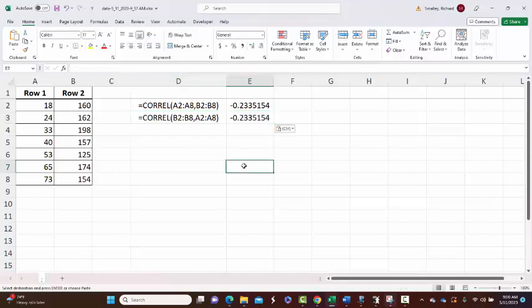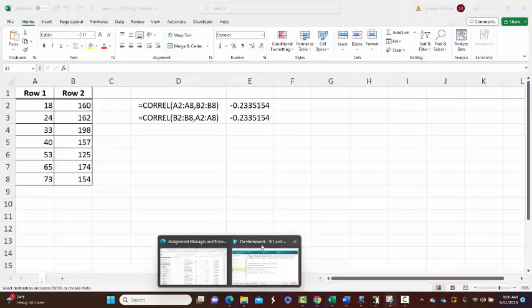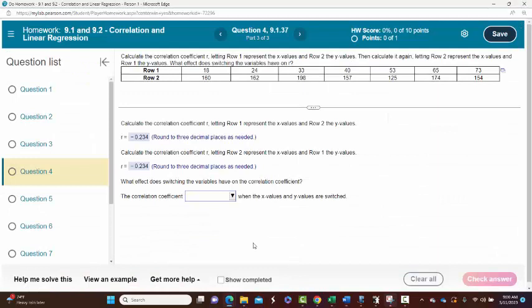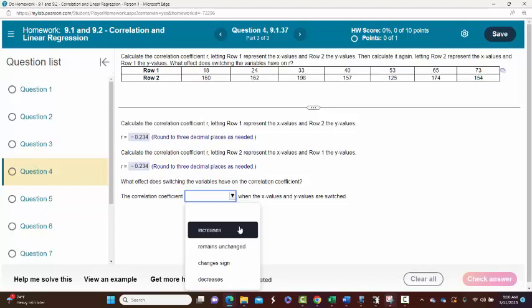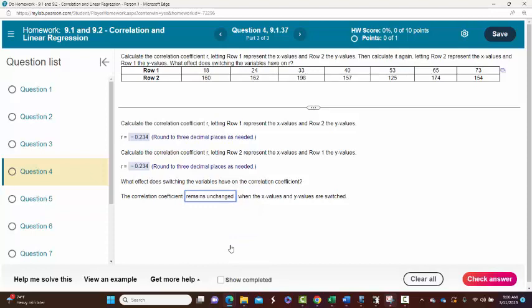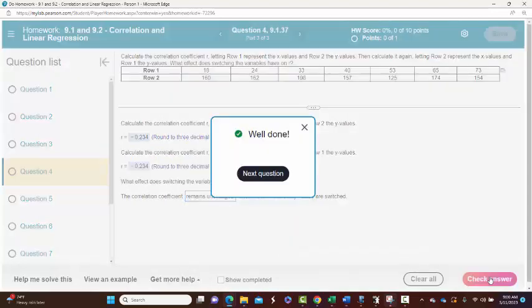And you see I reversed the order of the x's and the y's in the correlation coefficient, and it made no difference whatsoever. But for the slope and the intercept, it was a huge difference. We're not going to be switching them. The correlation coefficient remains unchanged. That would be the answer for that for sure.